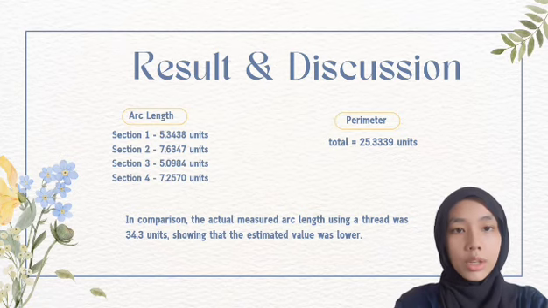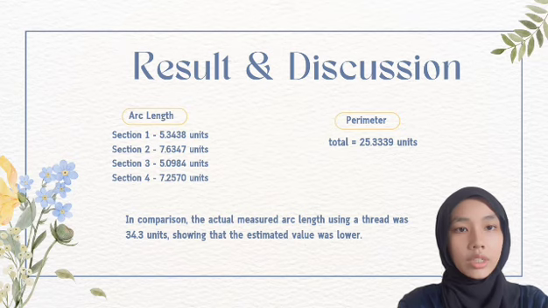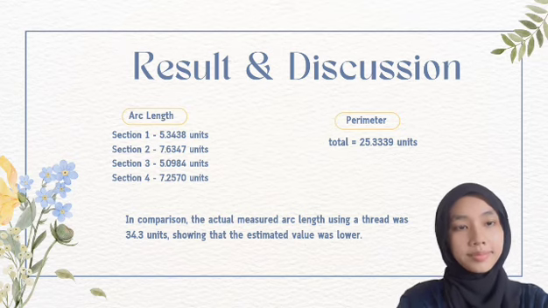Section 1, we get 5.3438 units. Section 2, we get 7.6347 units. Section 3, 5.0984 units. Section 4, we get 7.2570 units. By adding all 4, the total estimated outline of the leaf was 35.3339 units. In comparison, the actual measured outline using a thread was 34.3 units, showing that the estimated value was lower.